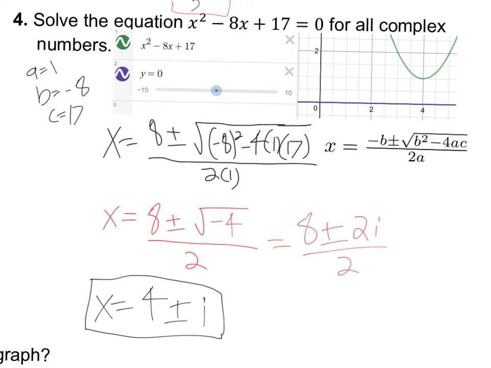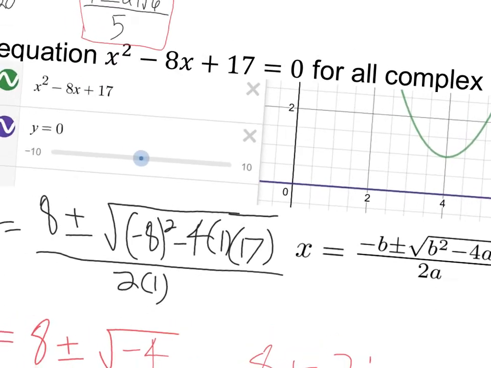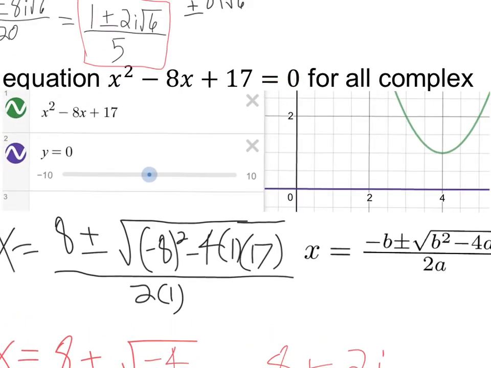Number 4 says solve the equation x squared minus 8x plus 17 equals 0 for all complex numbers. If it says it has complex numbers, then you can kind of skip the graphing part because complex numbers mean that there are going to be no real solutions. You're going to have imaginary solutions. But I went ahead and graphed it anyway. Whenever it equals 0, you don't have to type in the equals 0 because that's just going to make the x-axis. But I went ahead and typed in y equals 0, and it kind of highlights it, which is nice. But you can see that the parabola is not intersecting at all with the x-axis.